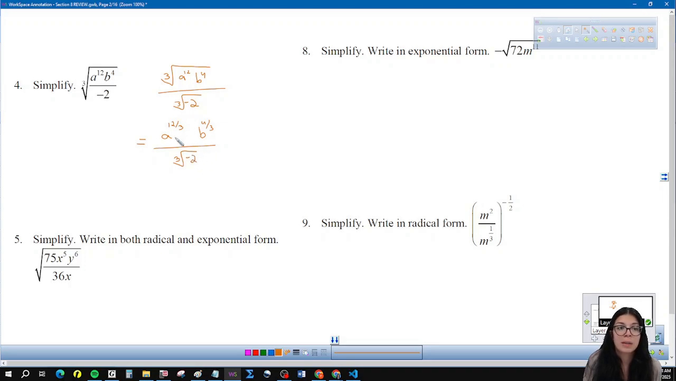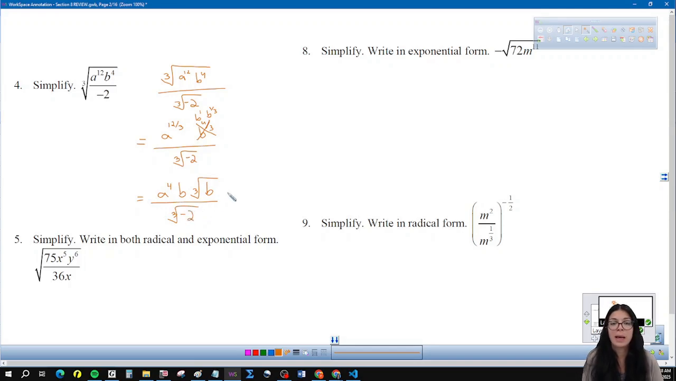And so now you can see that in the numerator, a to the power 12 over 3 simplifies to just a to the power 4. And then b to the power of 4 over 3 would mean that I have one whole copy of b and then 1/3 copy that remains. So b to the power of 4/3 is the same as b to the power of 1 and then the cube root of b. Now, I'm almost done here.